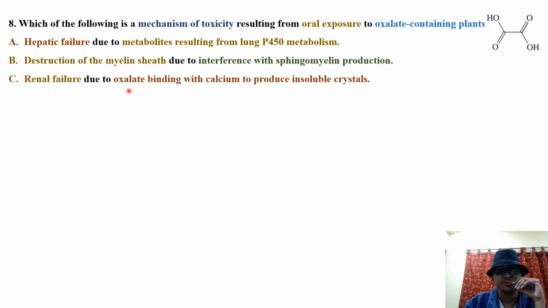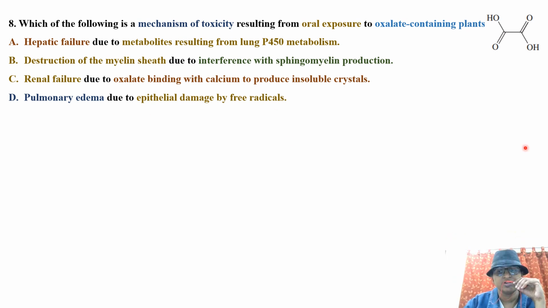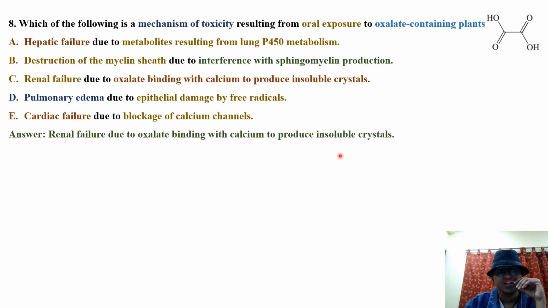Option C, renal failure due to oxalate binding with calcium to produce insoluble crystals. Option D, pulmonary edema due to epithelial damage by free radicals. Option E, cardiac failure due to blockage of calcium channels. The right answer is option C, renal failure due to oxalate binding with calcium to produce insoluble crystals.